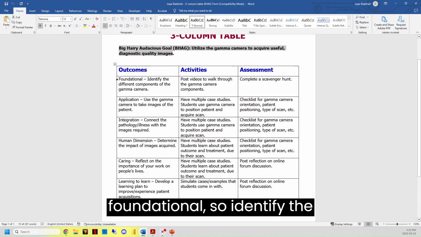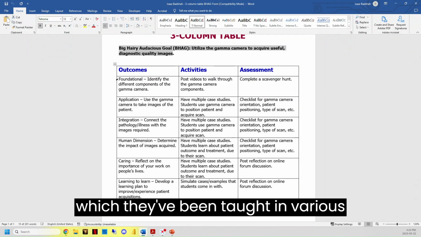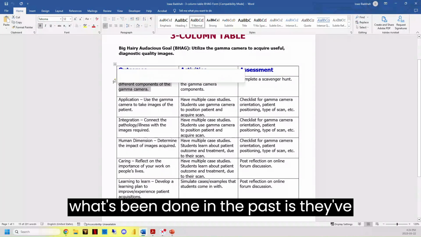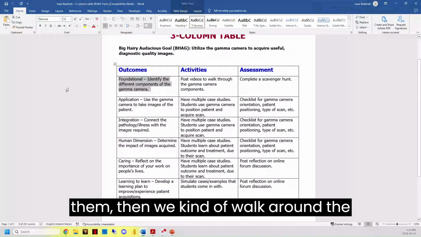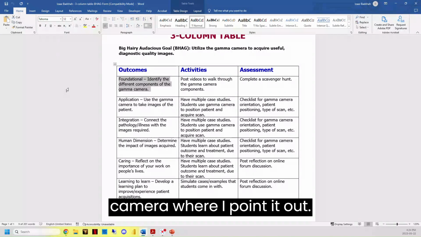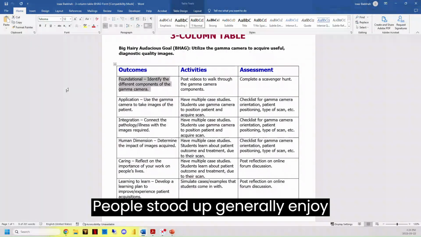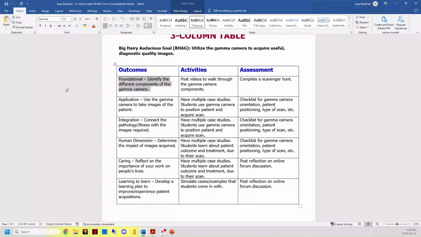So for foundational, identify the different components of the gamma camera, which they've been taught in various other courses. What's been done in the past is they've come in, I go over a PowerPoint with them, then we walk around the camera where I point it out. Students didn't really enjoy it as much. So I want to change this up a little bit.